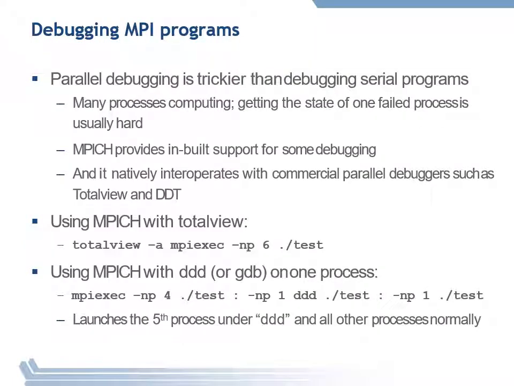So this is how you debug MPI programs. First, parallel debugging is trickier than debugging a serial program. MPICH provides stability for that, and it also natively interoperates with commercial parallel debuggers, TotalView and DDT. So you can use MPICH with TotalView, and you can also use MPICH with DDT on one process.